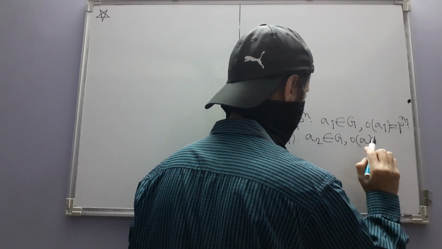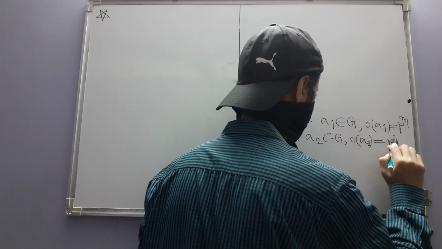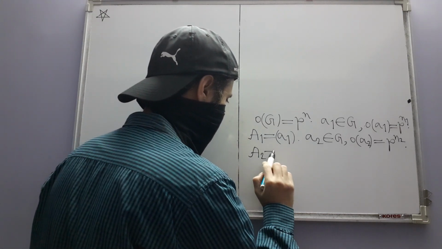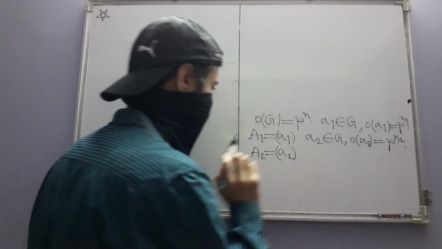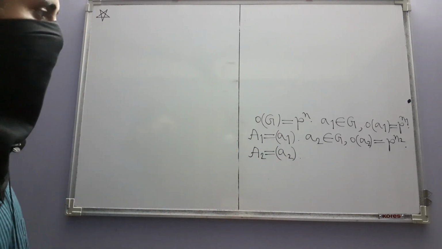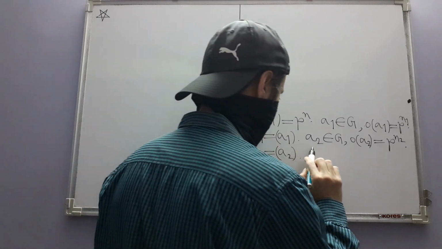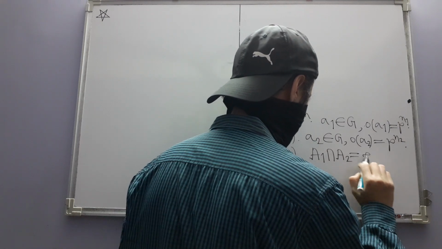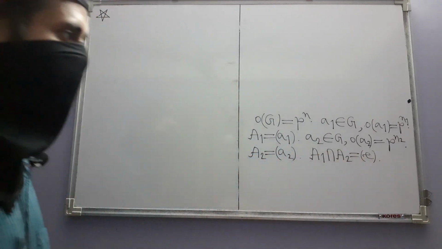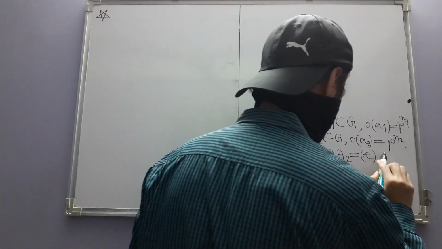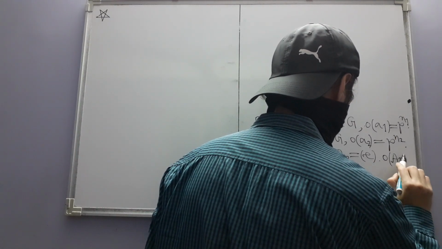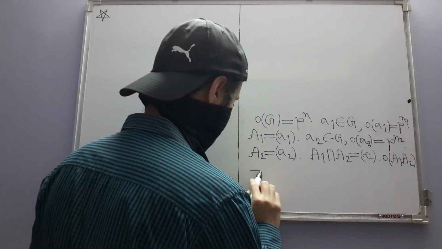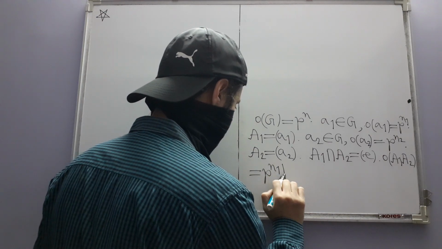whose order is p to the power n2, and we denoted by capital A2 the cyclic subgroup generated by small a2. It turned out that these two cyclic subgroups intersect trivially. That is, there is only the identity element common to both of them, and as a result the order of their product is equal to the product of their orders, and we get this.